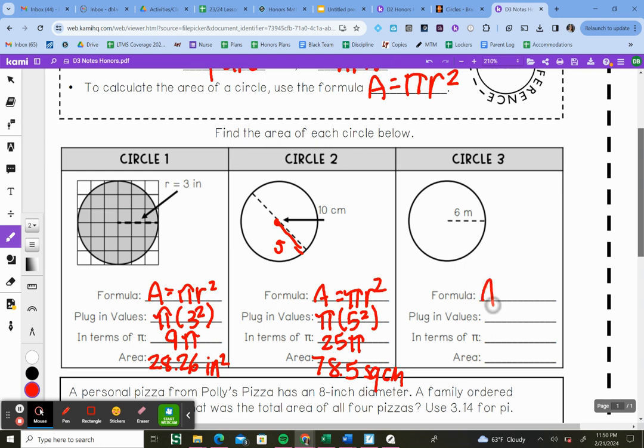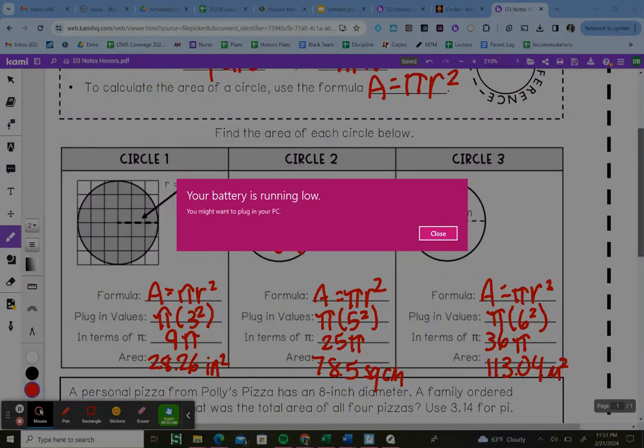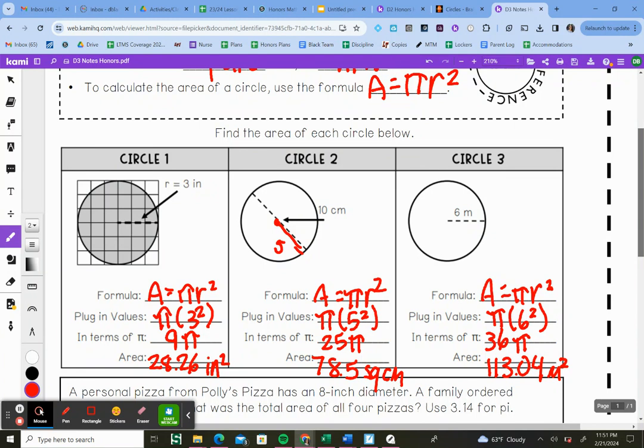All right, circle 3, A equals pi r squared. This time my radius is 6, so I'm going to need to do pi times 6 squared. 6 times 6, that's 36 times pi. So then I can do 3.14 times 36, that's 113.04. And that would be square meters, so meters squared. All right, so you just do pi times the radius times the radius. Pi times the radius squared.